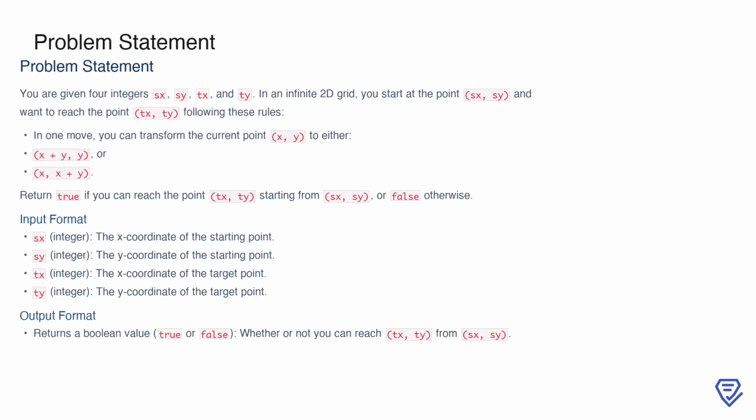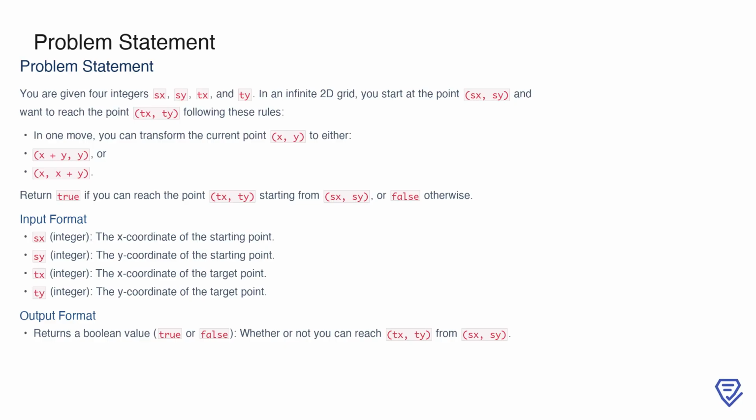In this problem, we are tasked with determining whether we can transform a starting point, Sx, Sy, into a target point, Tx, Ty, on an infinite two-dimensional grid. The transformation rules allow us to move from the current point, x, y, to either x plus y, y, or x, x plus y, in a single step. Essentially, at every move, one of the coordinates is added to the other, which results in increasing one of the values of the point. The goal is to determine if it's possible to reach the target point using these rules, starting from the given initial point.